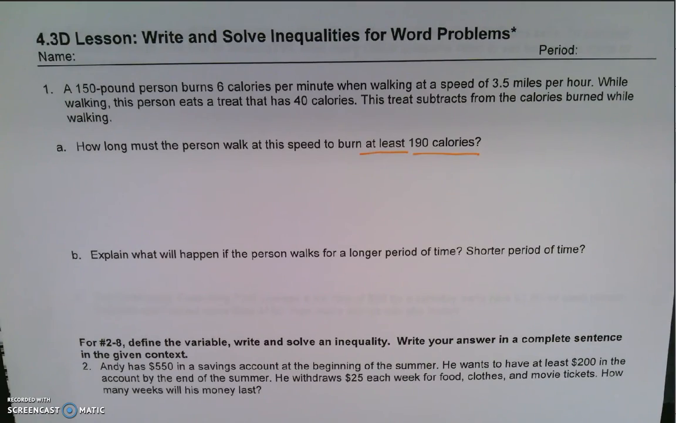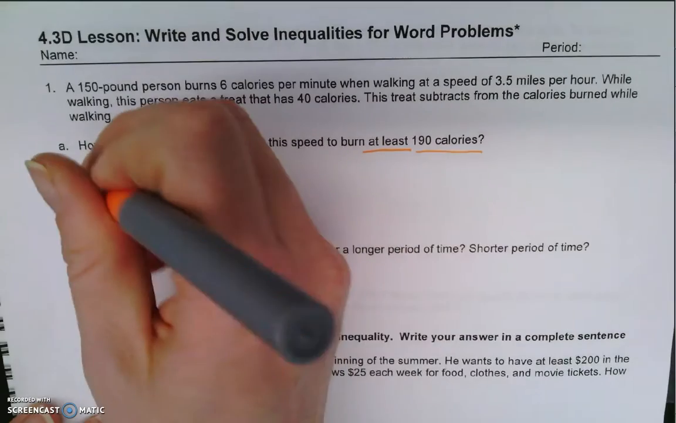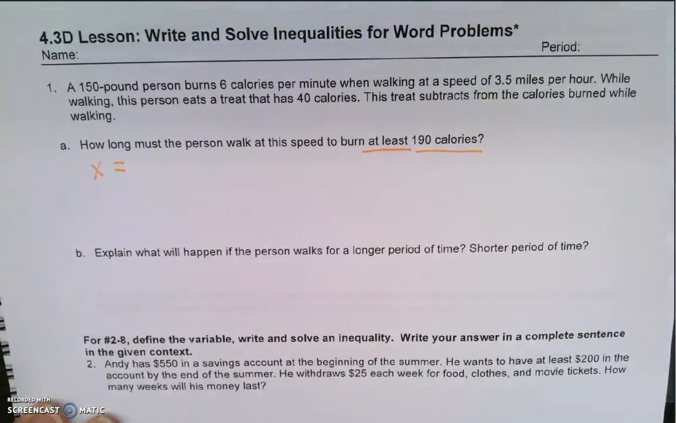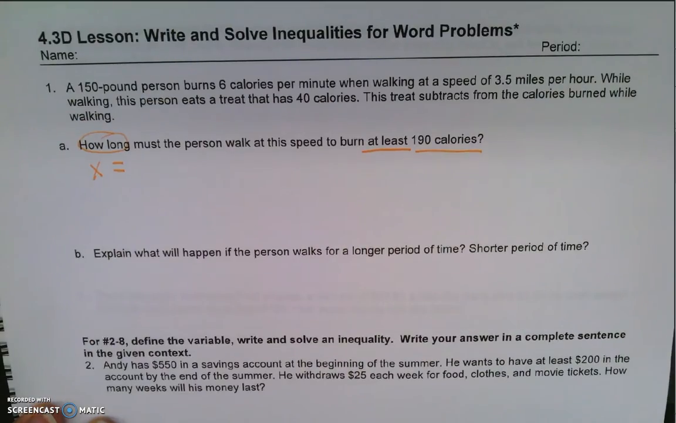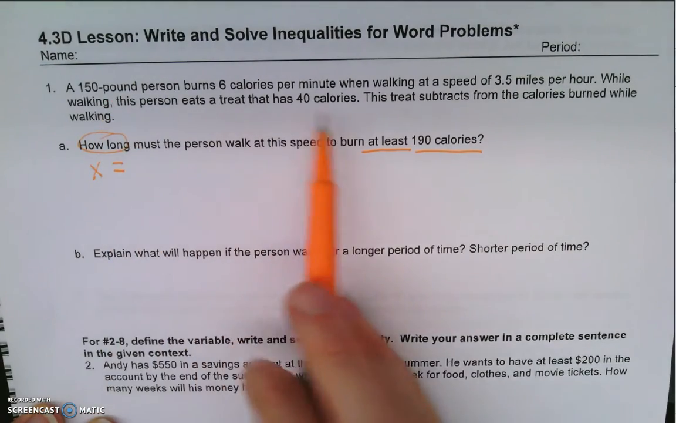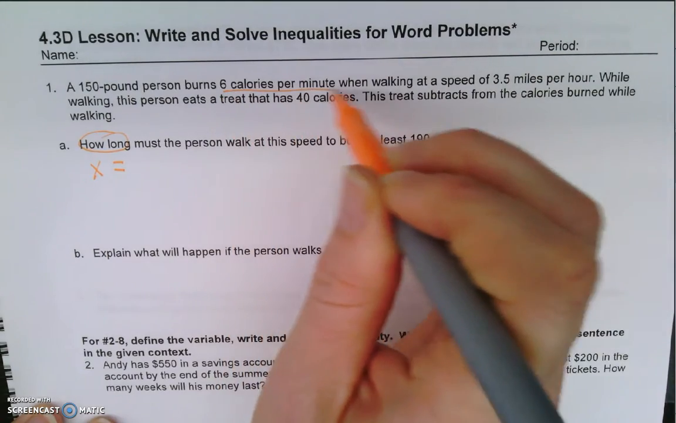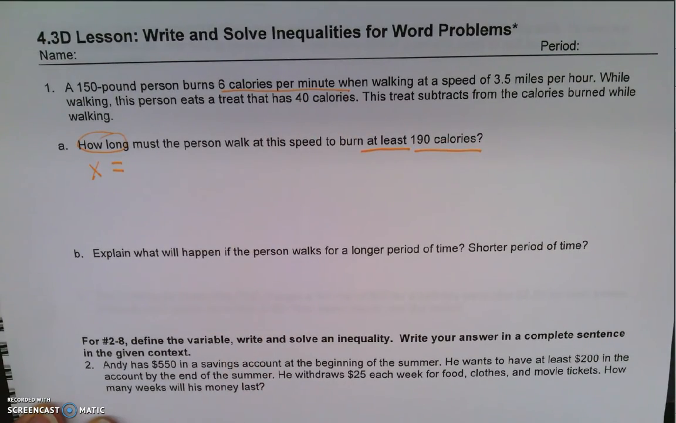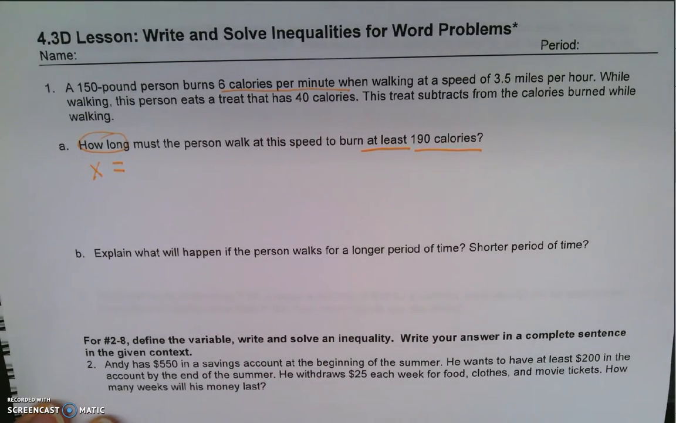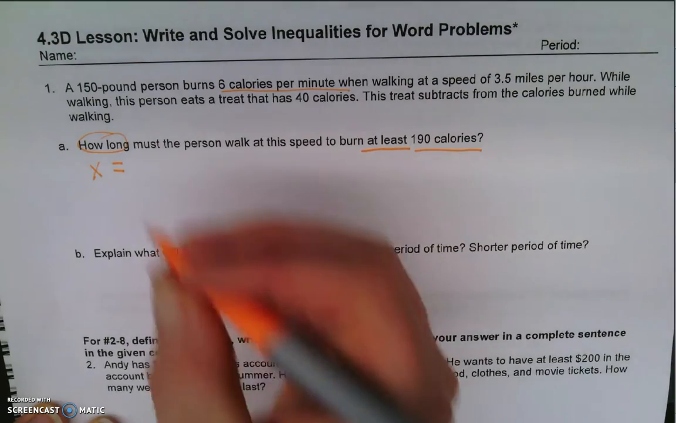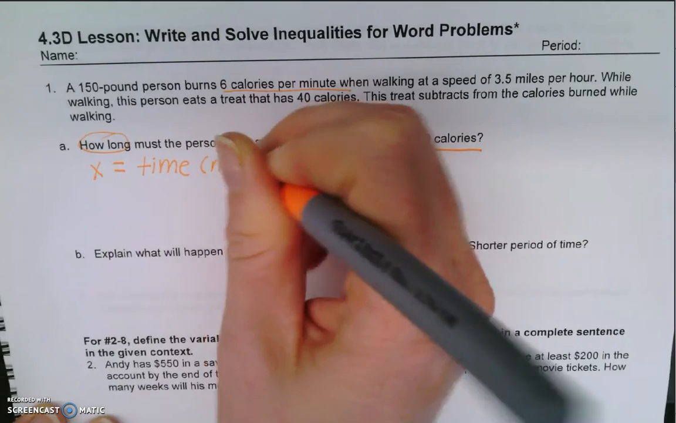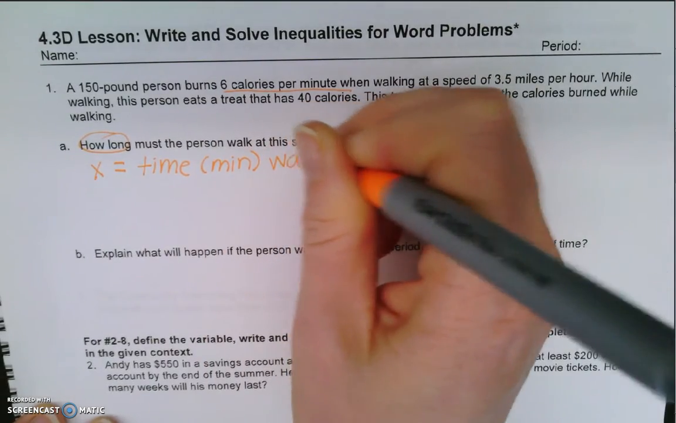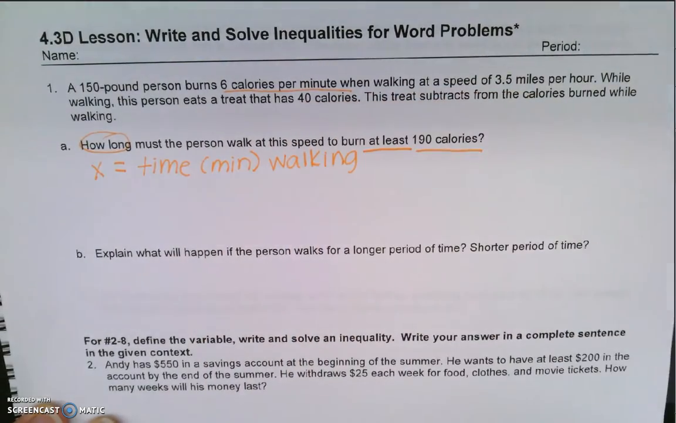So let's think about our unknown, x. Let x equal, and we're asking about how long must a person walk. So is that a distance or a time? Well, if I go back here, it says per minute, 6 calories per minute, so underline that. So we must be talking about time. Time in what? Time in, that's right, minutes. So x is time in minutes we spent walking. And it's really important to do a really good job at defining your variable.